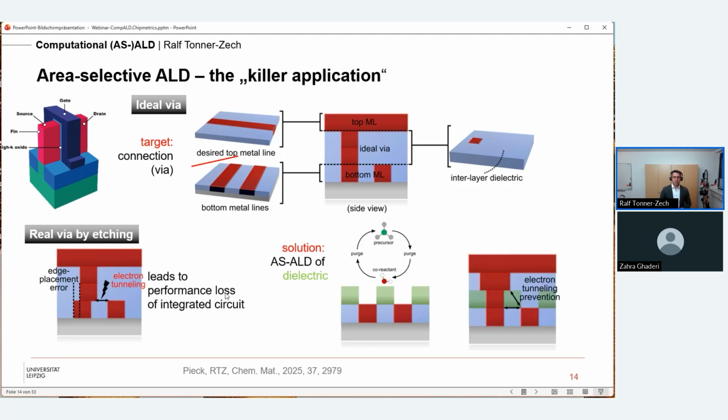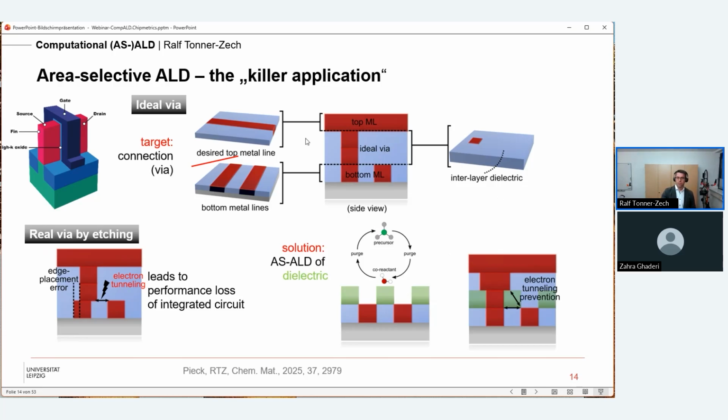So how does area-selective ALD help here? Now what we can do is, if we have a selective ALD process which blocks the dielectric, then you can deposit ALD on your metal surface, and you get the self-aligned via. So by this area-selective ALD, you only get growth where you want it, and then you can prevent this electron tunneling from happening. And actually, there are first publications, for example, TSMC published in 2021, the first real sort of manifestation of this fully self-aligned via.